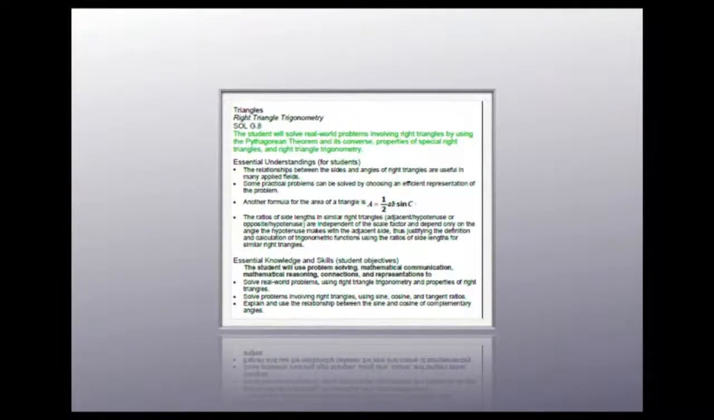Right triangles. The old G7 is now the new G8, and one significant addition is that students will be expected to solve real-world problems using Pythagorean theorem and its converse. Other significant additions include an alternate formula for the area of a triangle, as area equals 1/2 AB times the sine of C, and the requirement for students to explain the relationship between the sine and cosine of complementary angles.